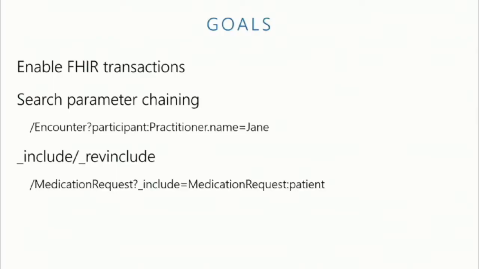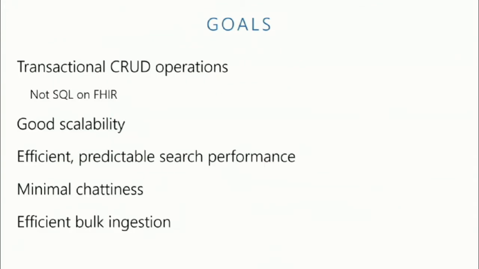The goals of our project were to enable FHIR transactions, to support search parameter chaining. So there's an example here. Can't see my mouse. Can you see my mouse? Yeah. So where you're searching over encounters, but you might be interested in filtering those encounters by the practitioner that was involved, so some attribute on related data. And then things like include and reverse include search parameters, where you're including data from related resources in a search result set. So the goals then for our service were to support those operations.